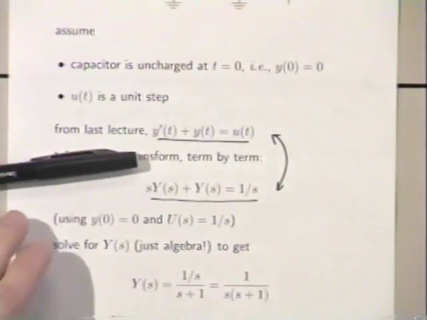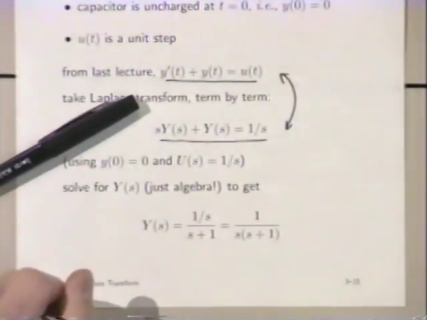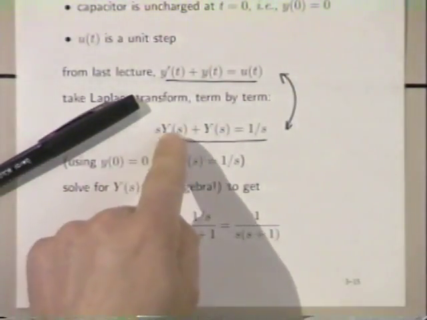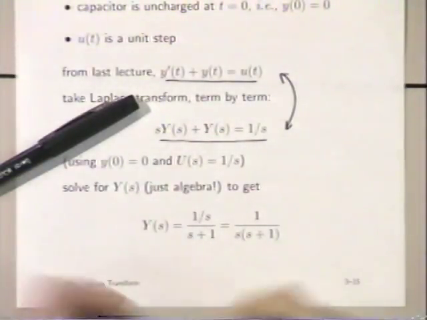Same thing happened here. A differential equation just got turned into an algebraic one. You can just solve this for Y. Look, there's sY plus 1 times Y, so I rewrite it as (s plus 1) times Y. And it's algebra.